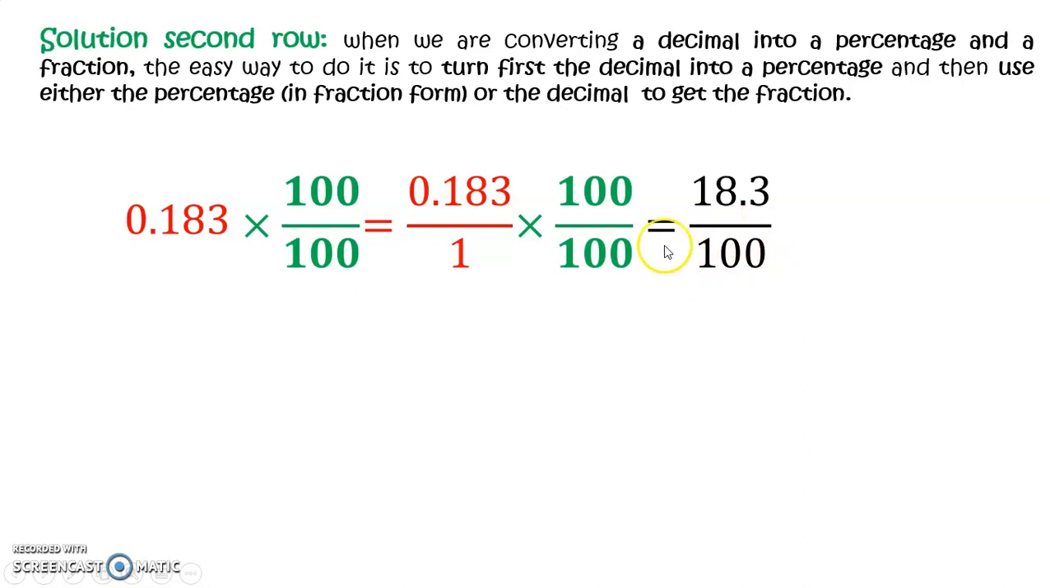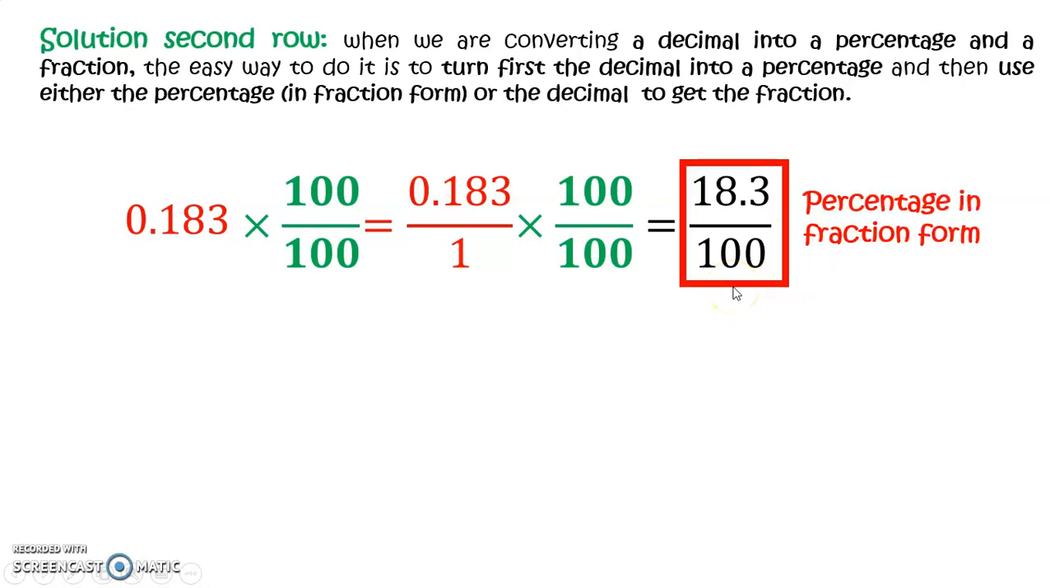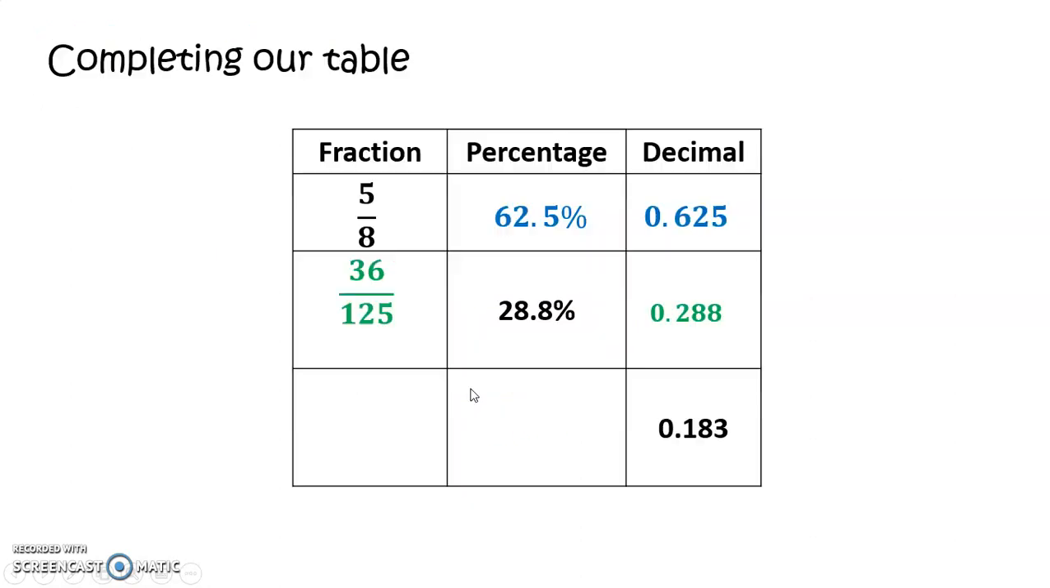We can see that the denominator is 100, meaning 18.3 for each 100, or in other words, 18.3%. So we already have our percent, and we're going to underline this, and we're going to call this percentage in the fraction form because it's going to be really useful. So we already have our percentage. So we go to our table and we write down our percentage form.